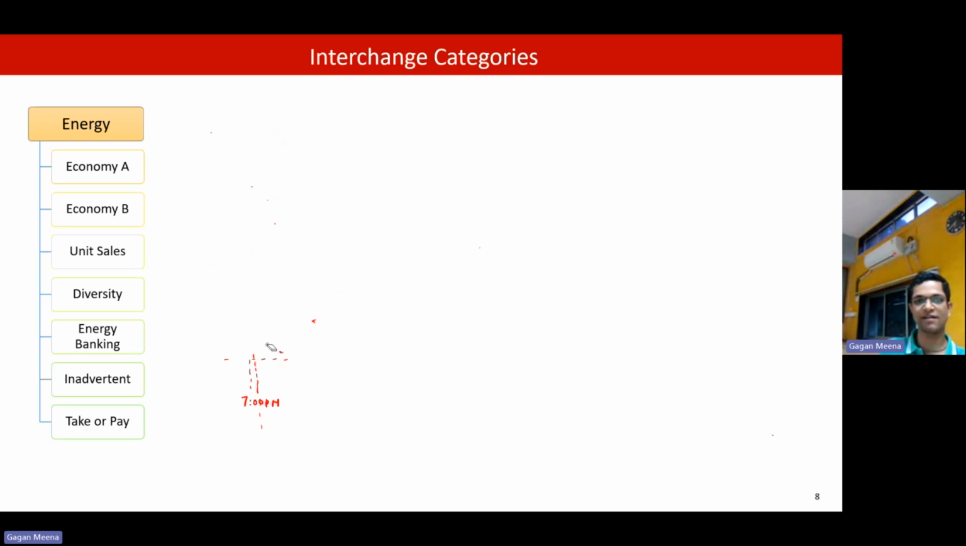Then the next one is energy banking. It generally refers to banking. We already know the term bank, where we store something, we deposit something and we use it at a later time. Similarly, we can deposit the energy with this. It's a contract between two generators. Generally two different types of generators, and most commonly used between hydro and thermal.